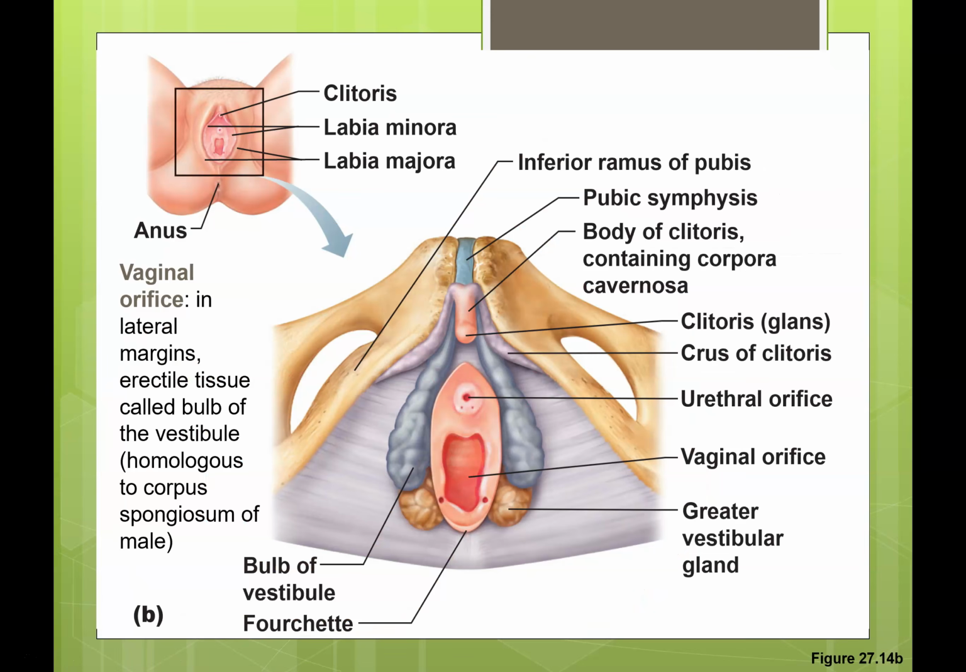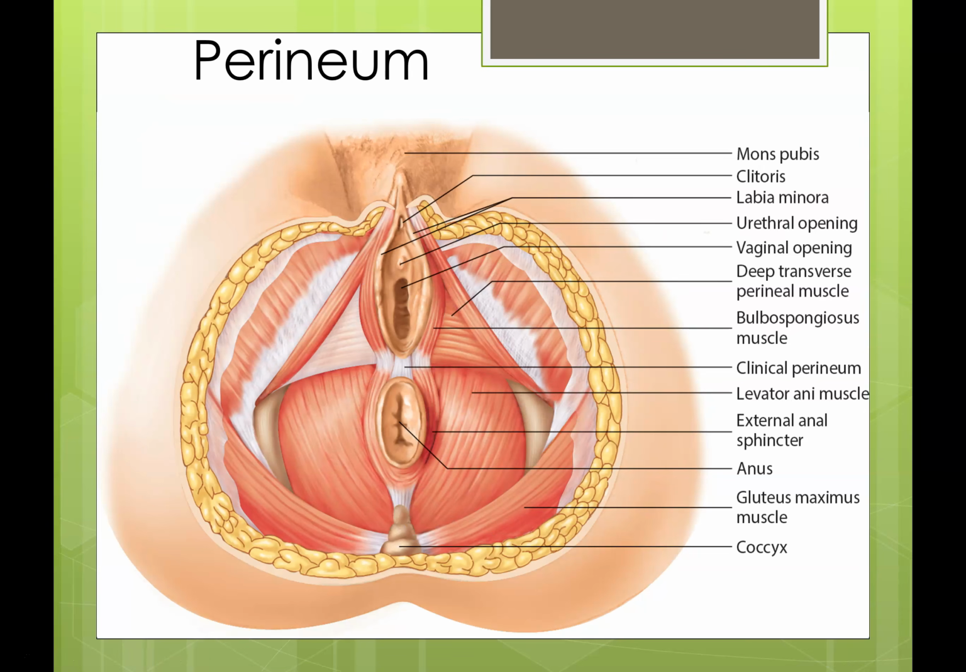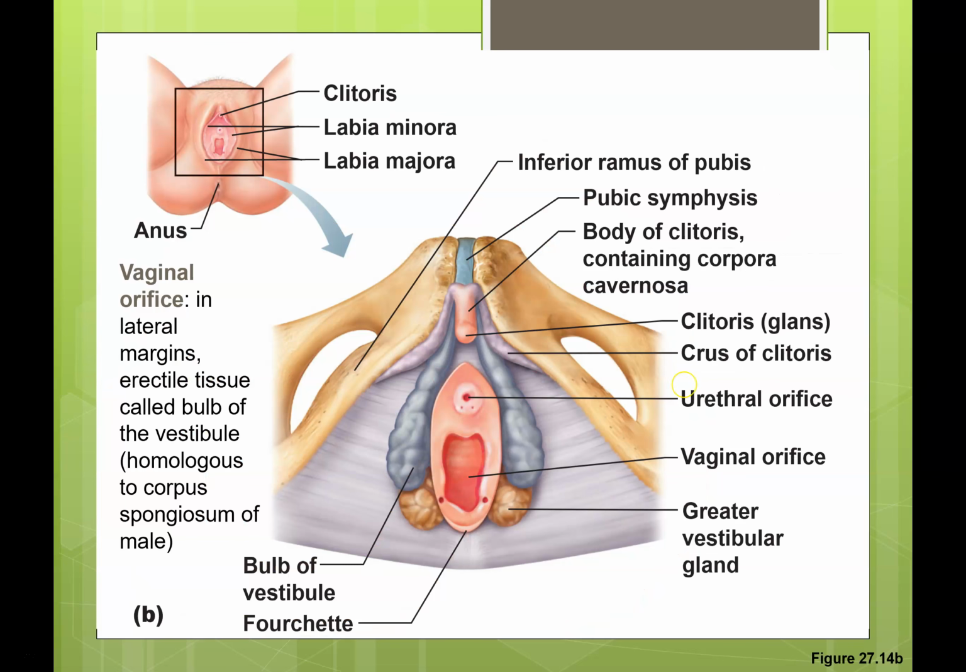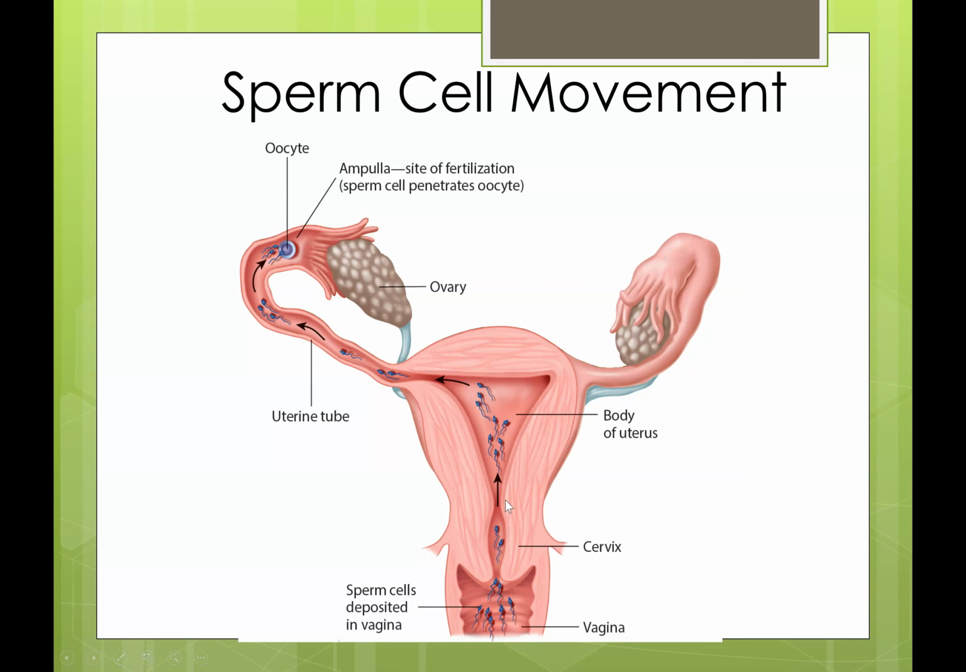So here's the perineum, and you could see a lot of the musculature in here as well. We won't be diving into the details as far as the musculature in this region. And here's another illustration showing you the anatomy of the clitoris, as well as bulbs of the vestibule and those greater vestibular glands we just discussed.